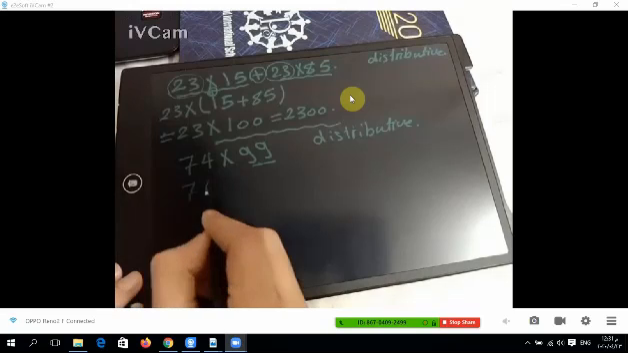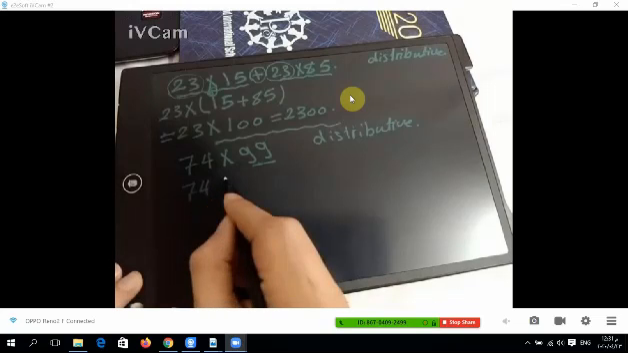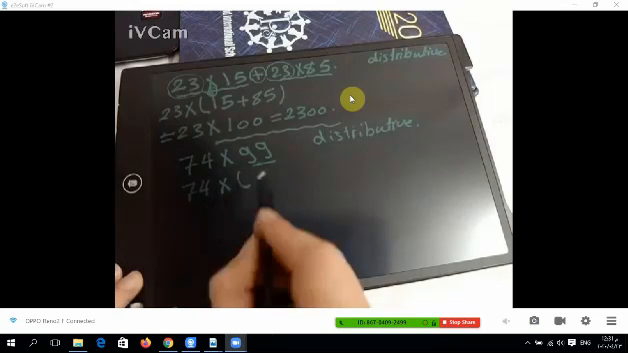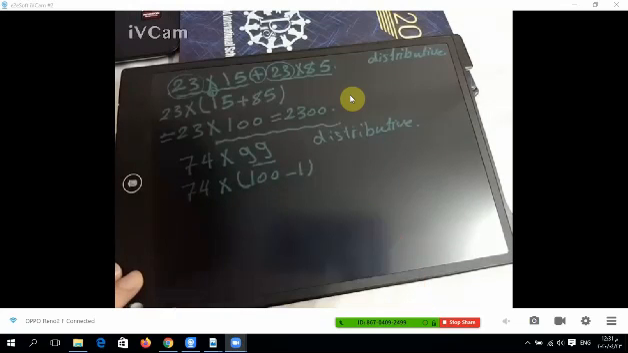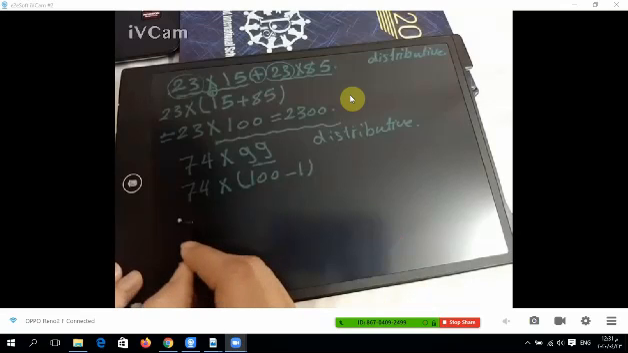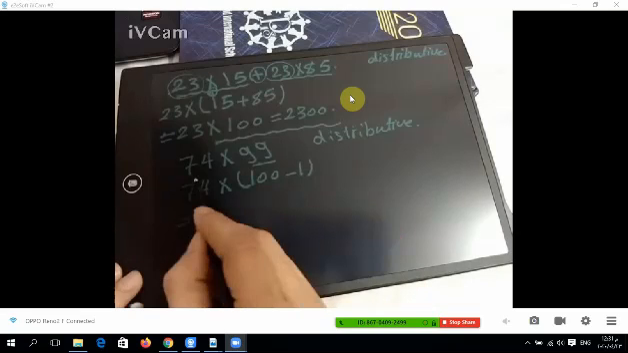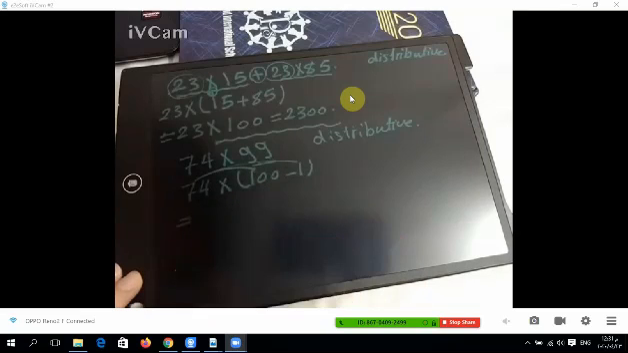The 74 will be the same. I will change the 99. It will be 100 minus 1. This will be easy to make. So I can use the distributive property: we take at the beginning 74 times 100, then 74 times 1. Lamis, you can complete with me.